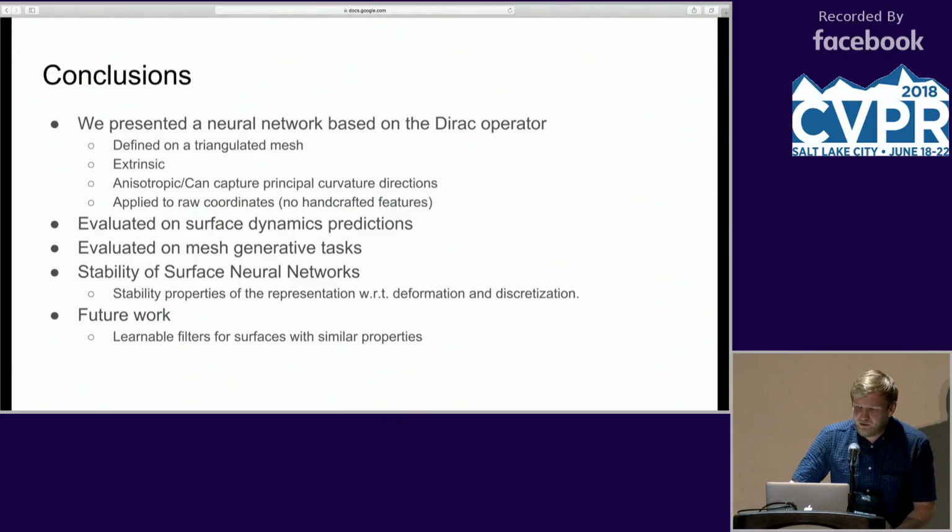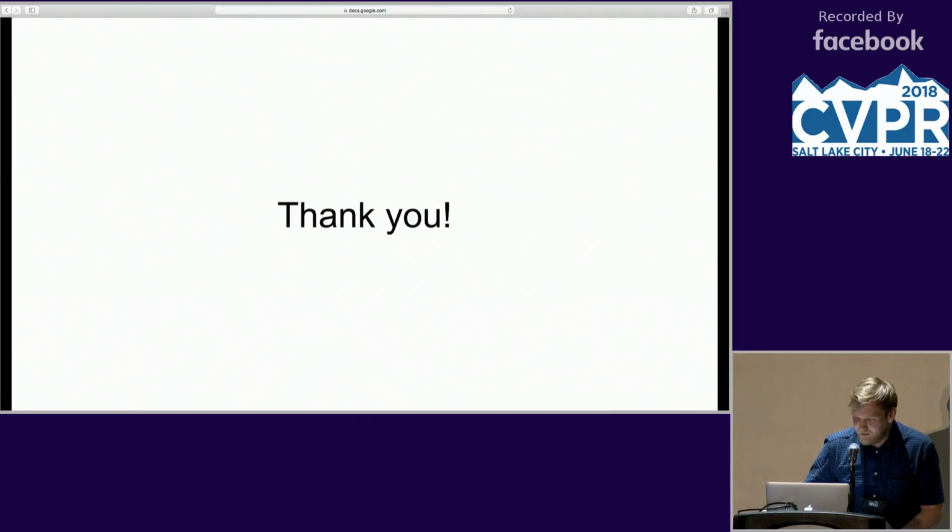Okay, so in conclusion, we presented a neural network based on the Dirac operator that is defined on a triangulated mesh. The Dirac operator is an extrinsic anisotropic operator that can capture principal curvature directions. The model has been applied to raw coordinates and doesn't require any handcrafted feature descriptors. We tested it on surface dynamics predictions and introduced a generative model for meshes. We also prove certain stability properties of the model described in the paper, in particular stability properties of the representation with respect to deformation and discretization. Okay, basically that's it. Thank you.